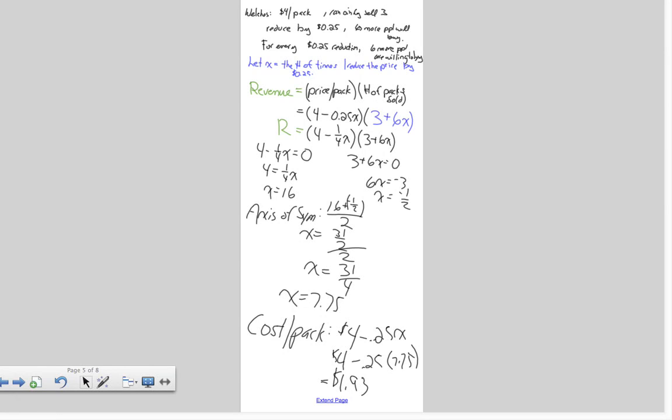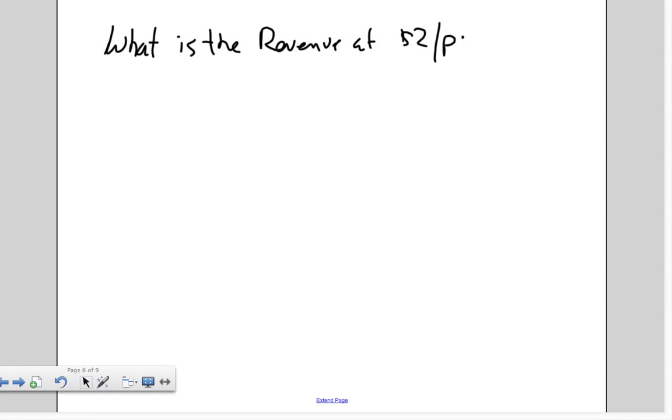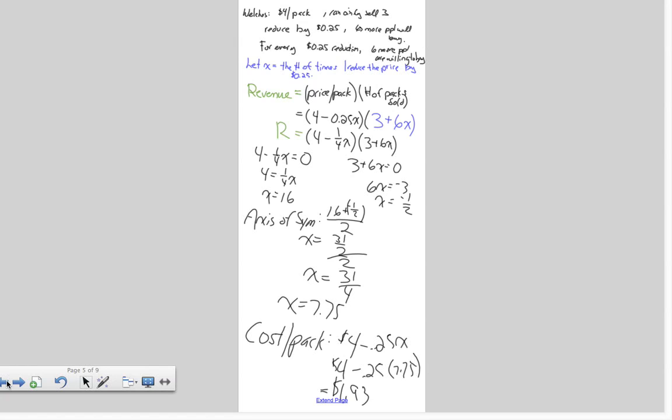So you were close, not quite $2.50, $2. There's only 40 things in there. So how much revenue will I pull in at $2 a pack? 102. Wait, can you go back? So what's the revenue at $2 a pack?